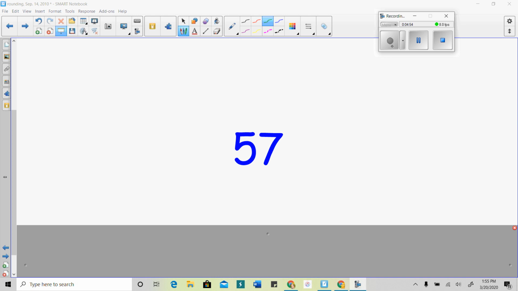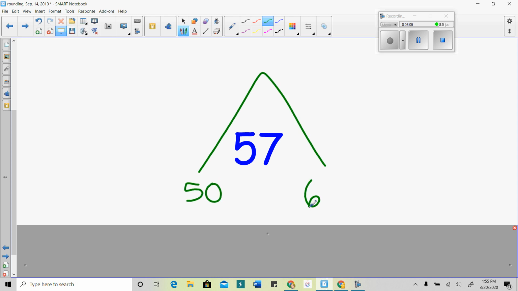Okay, next number, so set up for 57 and pause the video. Okay, you should have drawn your mountain. You put 50 on the left, 60 on the right, 55 goes in the center, and then we figure out where we think the 57 would go. So it's going to go somewhere over there. So this one's going to round to 60.